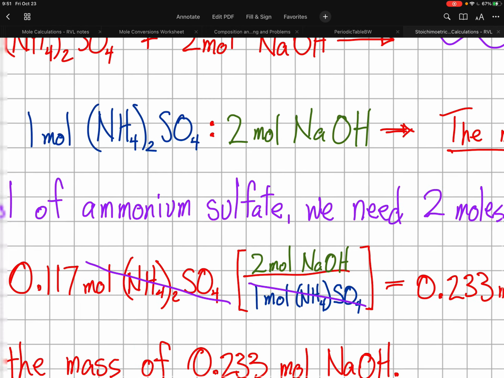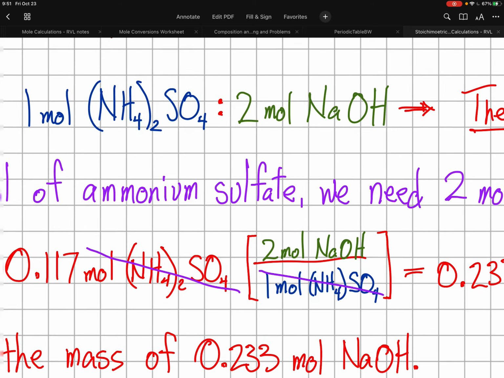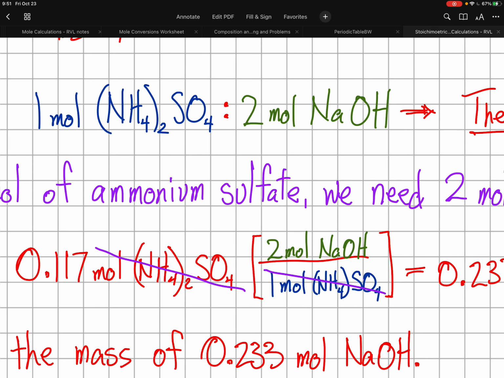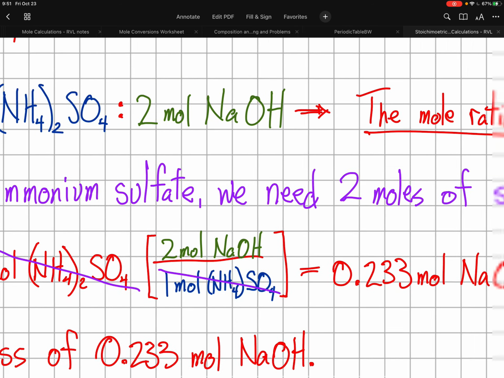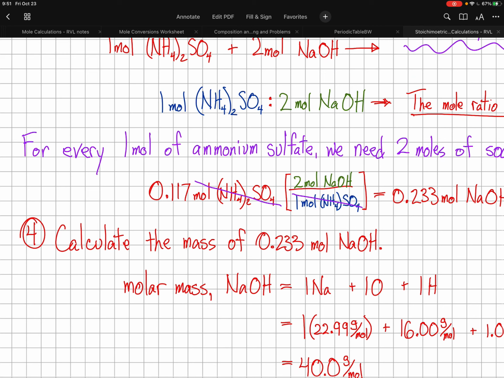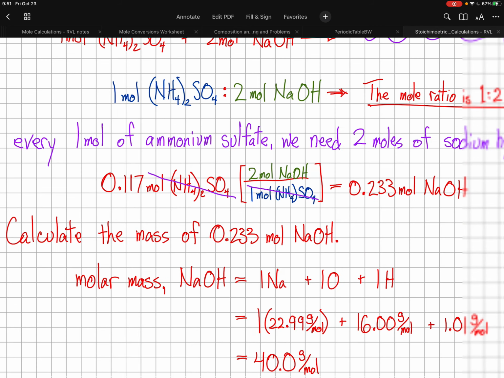Okay, so we can convert the moles of ammonium sulfate to the correct number of moles of sodium hydroxide just by using this conversion factor. And that conversion factor is simply the ratio that we wrote down from our balanced equation. Okay, so you can see it right here. When we multiply our conversion factor by the number of moles of ammonium sulfate, we will get the correct number of moles of sodium hydroxide, using our mole ratio. So the conversion factor is simply our mole ratio. Easy. Okay, number 4. Last step, we need to calculate the mass of 0.233 moles of sodium hydroxide, which we calculated in the previous step.